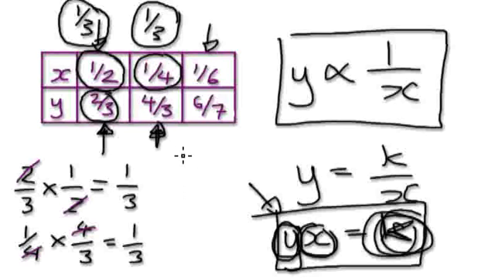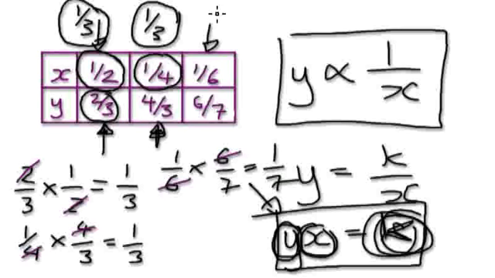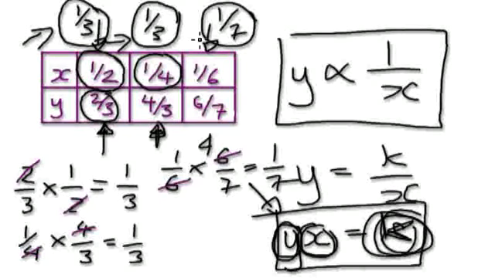Now let's do this one here. So it will be 1 over 6 times 6 over 7. These two would cancel out, so that equals 1 over 7. You see, the k value for this pair here is 1 over 7. Now, if y is truly inversely proportional to x, then all the values of k will be the same. But here you've got a third, and a seventh. So you know that you cannot say this. You cannot say y is inversely proportional to x. Okay.